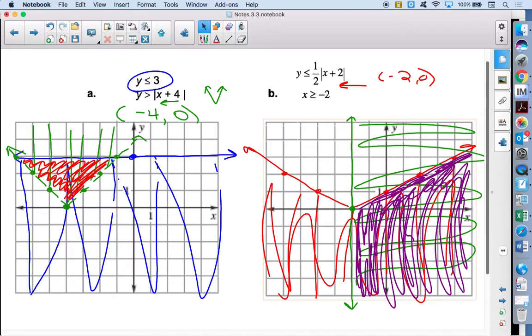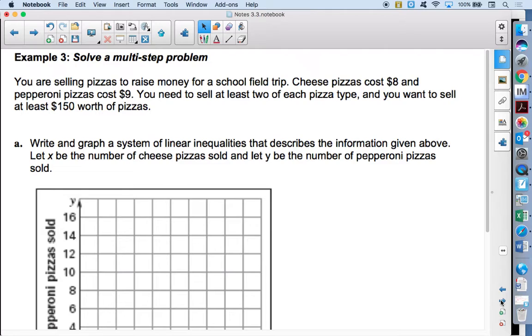If you flip the page, there's a word problem, of course. The most difficult part of the word problem is actually coming up with the equations to go along with it. You're selling pizzas to raise money for a school field trip. The pizzas are $8 and $9, cheese versus pepperoni. You need to sell at least 2 of each type of pizza, and you want to sell $150. So this is every person who's going on this field trip.